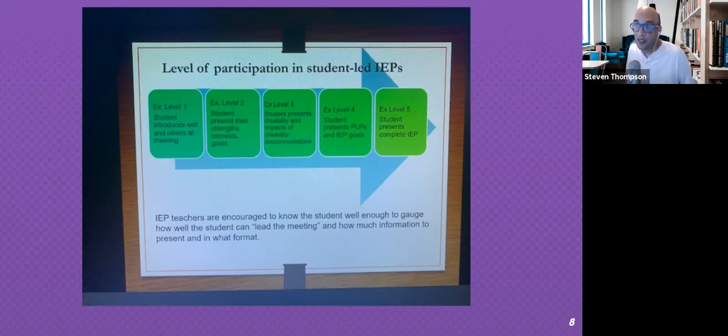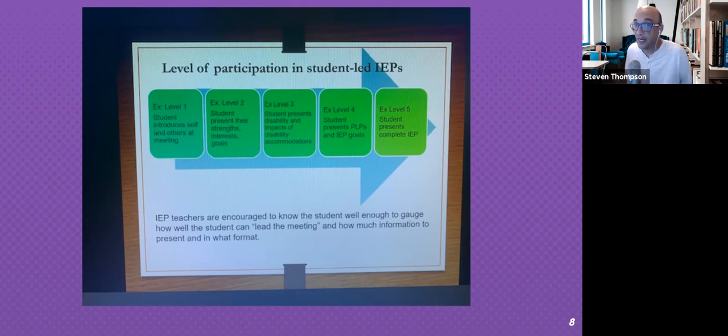And I definitely think you should consider this if you have a student who is going back to district. Students present their PLPs and their IEP goals, or the student presents the complete IEP. That is powerful. Now, there is no law that says a student can't read their own IEP.